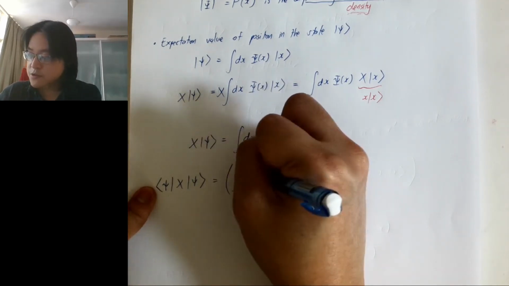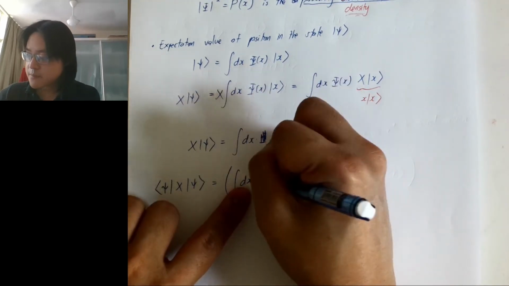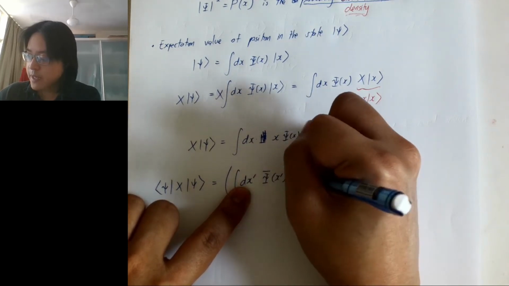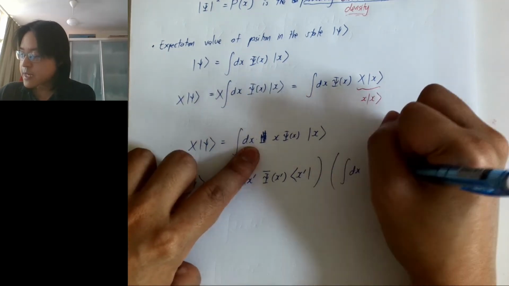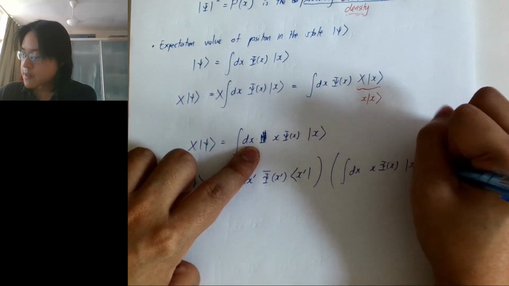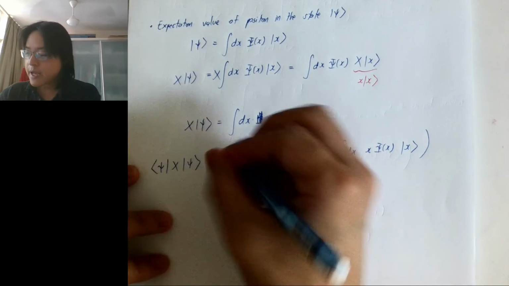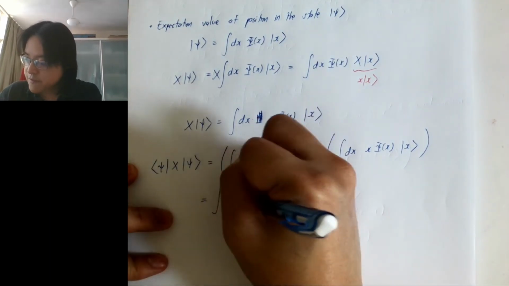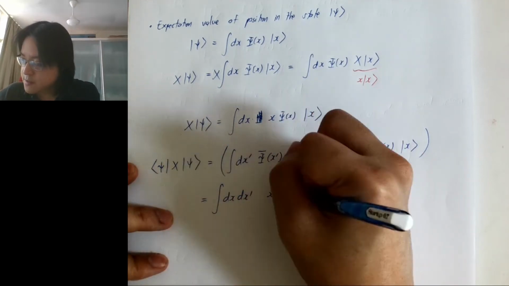To avoid confusion with this x, I call this x prime. So I have this thing as a function of x prime, and then the bra x prime over here, and then I multiply with respect to x, integral dx, x psi of x, and then ket x, and then I expand the bracket, so I multiply everything out. The good thing about writing the dx in front is I can just shift everything here, and then the scalar function I write here.